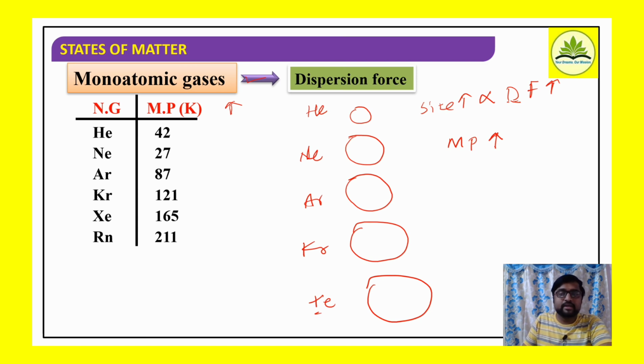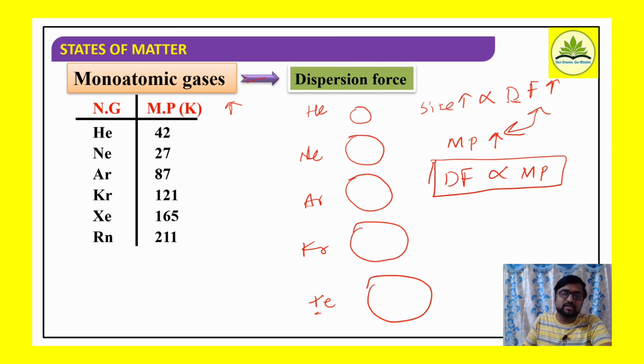What you can correlate here is: dispersion force and melting point, how are they related? Both are directly proportional. As the dispersion force increases, the melting point also goes on increasing down the group, because the force of attraction is more, so more energy is required to break the forces of attraction that exist between the particles. Therefore remember here, dispersion force is directly proportional to the melting point of the species. Larger the dispersion force, more is the melting point.